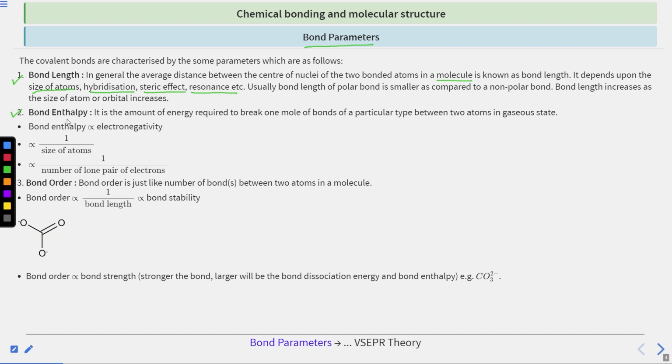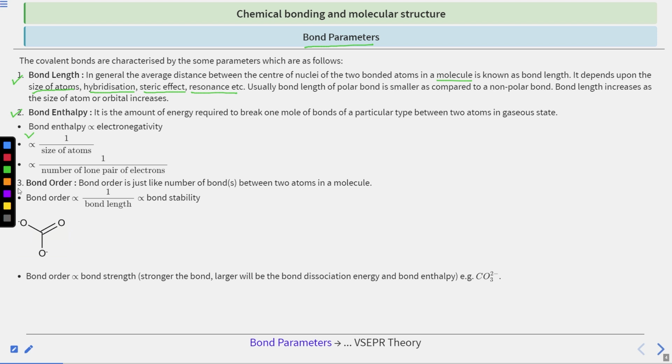The second bond parameter is bond enthalpy. It is the amount of energy required to break 1 mole of bonds of a particular type between two atoms in a gaseous state. Bond enthalpy is directly related to the electronegativity and inversely related to the size of atoms and the number of lone pairs of electrons. Directly related means if bond enthalpy increases, the electronegativity will also increase, and inversely related means if the bond enthalpy increases, the size of the atom will decrease.